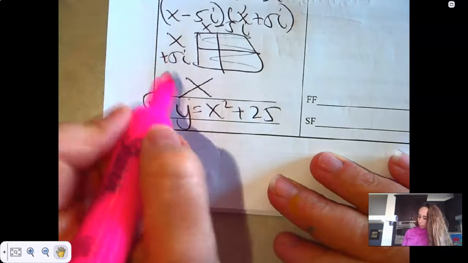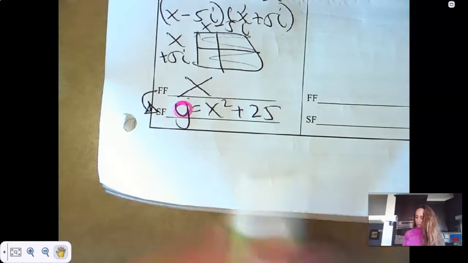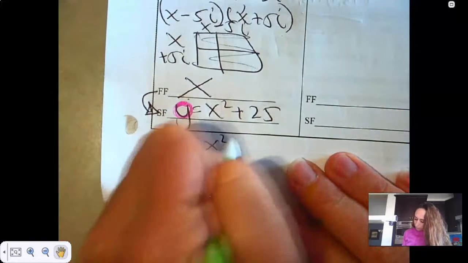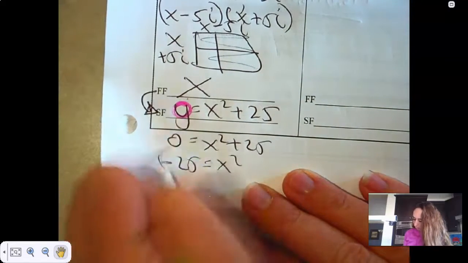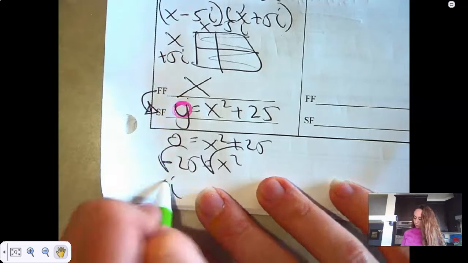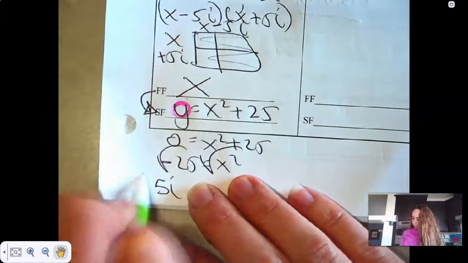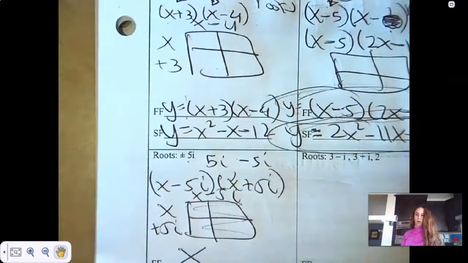If I was to get the roots like we did on the previous page, we set it equal to 0, right? So then what would I do? Move the 25 over. Square root, square root. Anytime you see a negative, i. What's the square root of 25? 5. Anytime you square root, plus or minus. Plus or minus 5i is what you got.